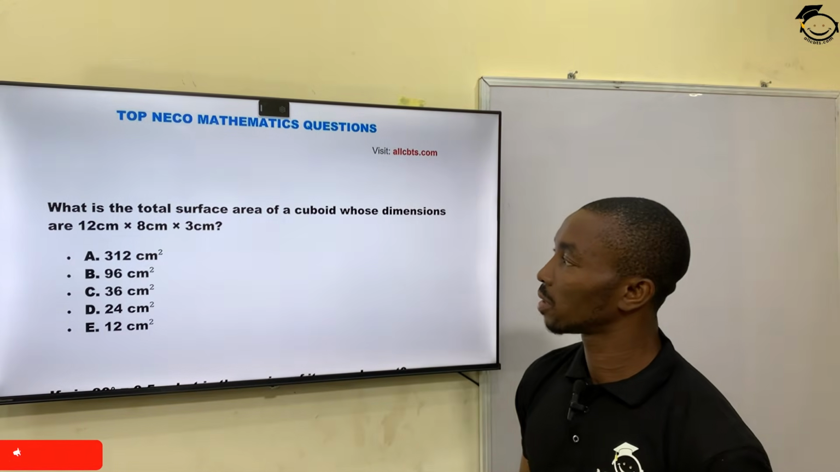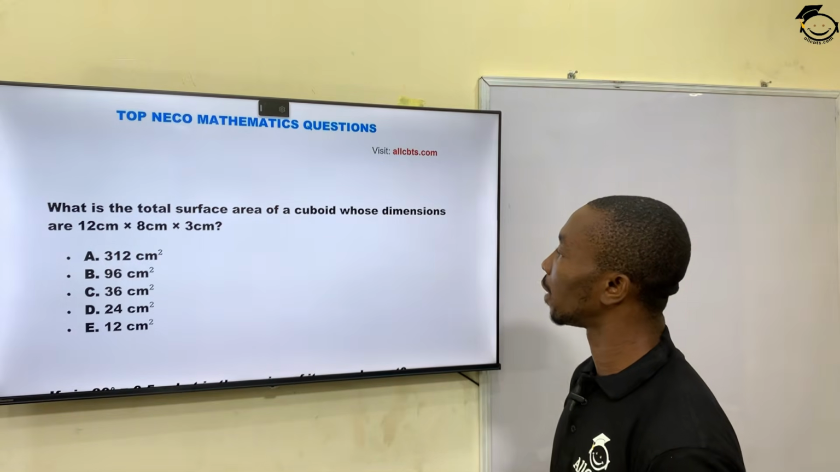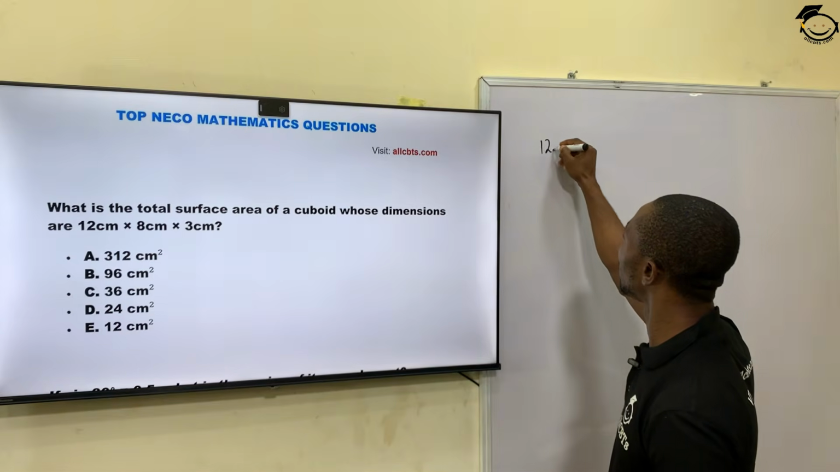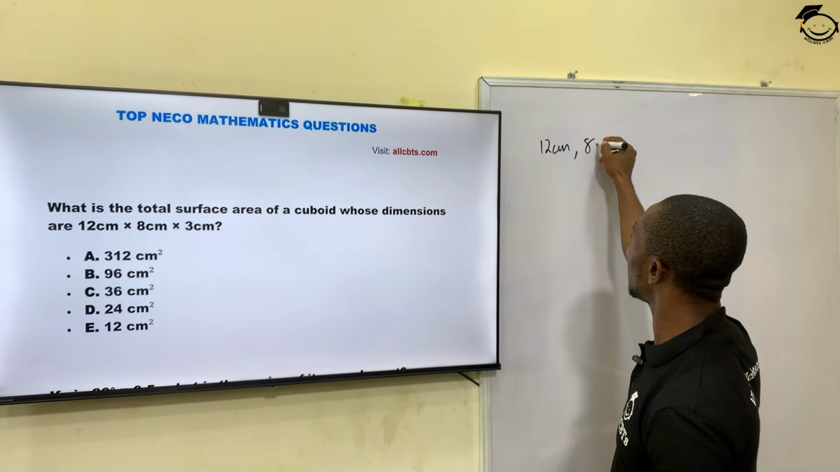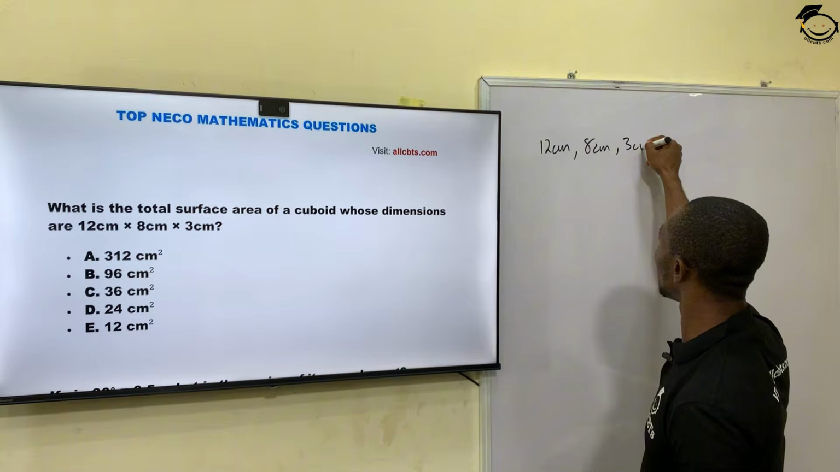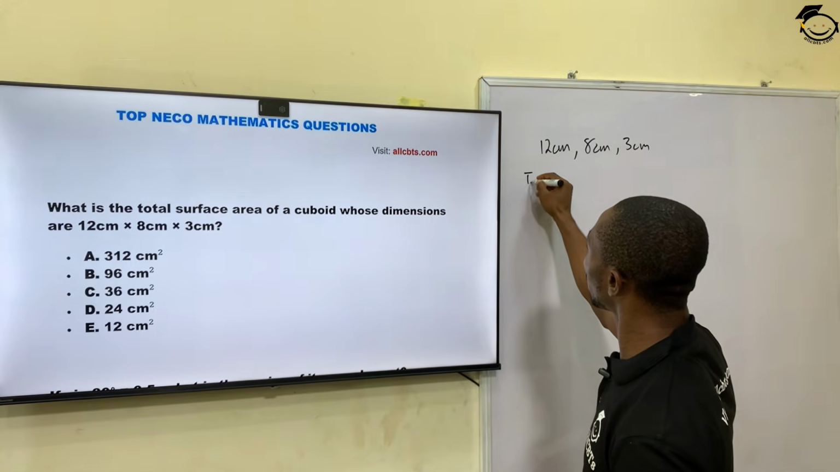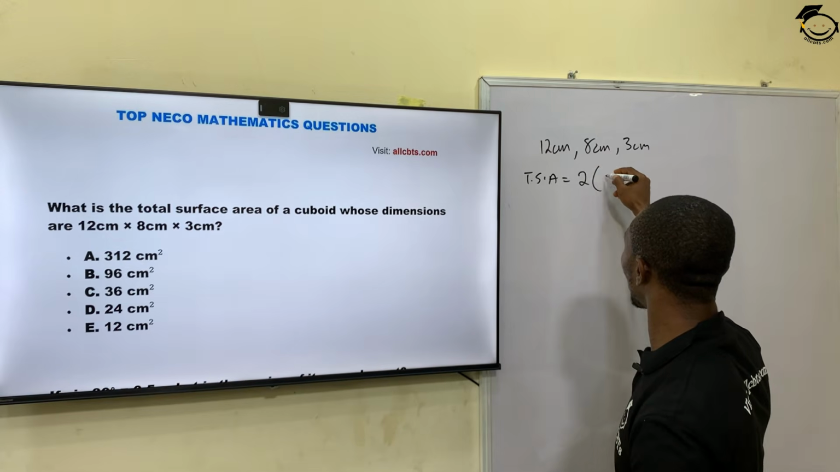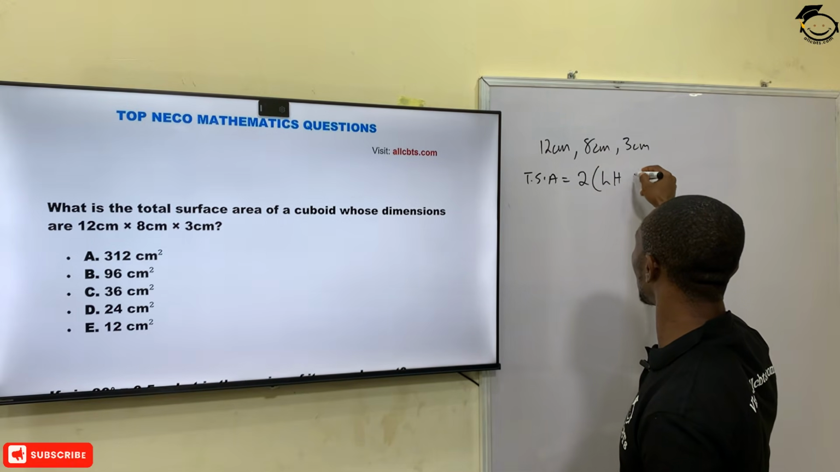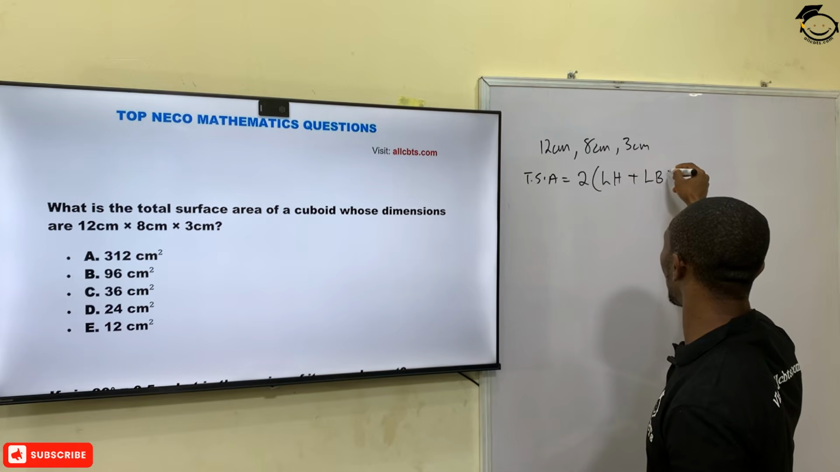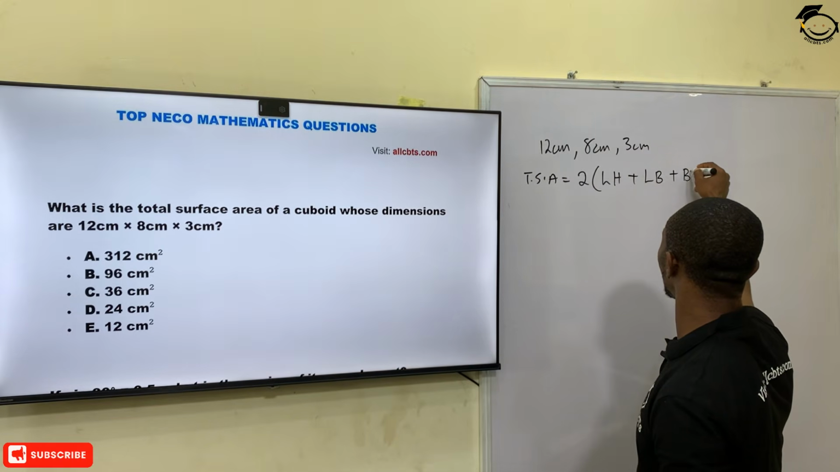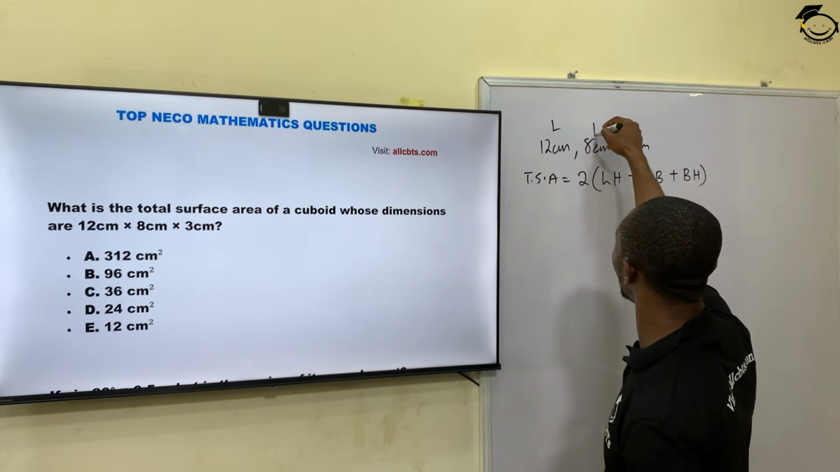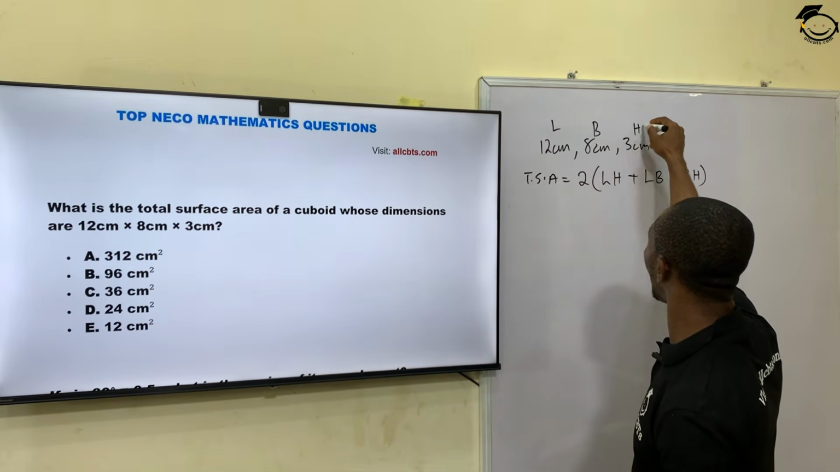Our first question says, what is the total surface area of a cuboid whose dimensions are 12 cm, 8 cm, and 3 cm? Now, for us to find the total surface area of a cuboid, we'll be using the formula 2 bracket length times height plus length times breadth plus breadth times height. All right, so we have this as our length, breadth, and height.